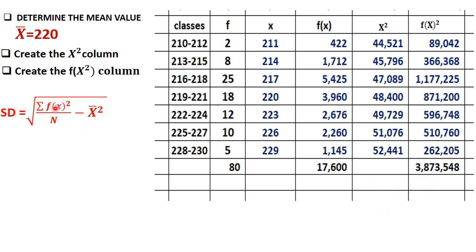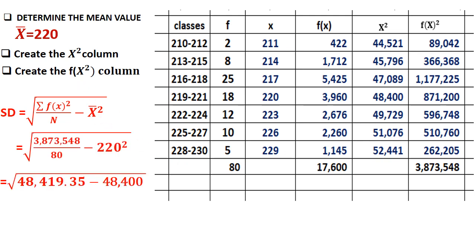Sum of f x squared is 3,873,548, n is 80, x bar squared is 220. So there it is, and the formula will lead us to the square root of 48,419.35 minus 48,400, which is 19.35, and the answer becomes 4.4. And that's what you're supposed to do to compute standard deviation. The alternative method, we turn to that now.